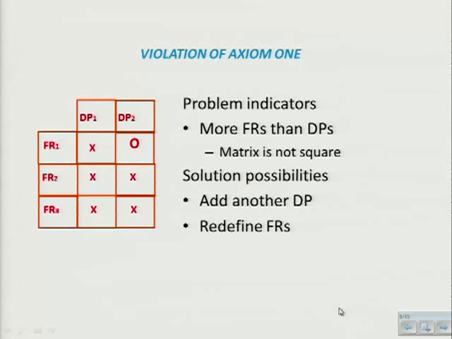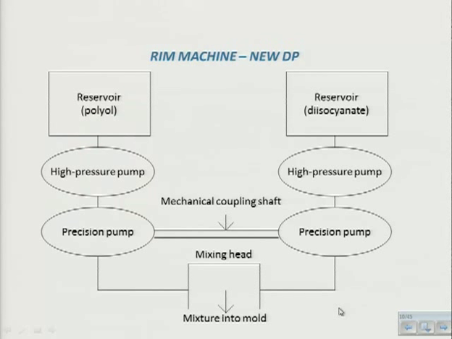All right, so what we need to do is either redefine the FRs or add another DP. And here's what the new machine was. And so they've added another DP. So there are now two pumps, right? A high pressure pump on both sides and a precision pump. And there's a mechanical shaft connecting these two. So this could be a kind of gear pump or metered pump that is going to be driven in such a way that it can get the right proportions.